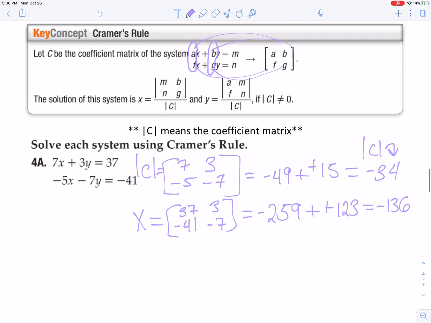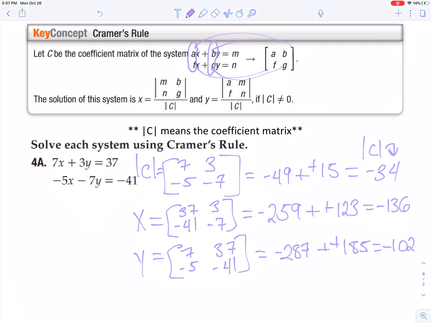So if I want to do the y matrix, this time what I'm going to do is replace the y coefficients with that m and n. So check it out. First I start with 7 and -5, but now I'm going to put 37 and -41. Find the determinant of that. So 7 times -41 is -287 minus 37 times a -5 is a -185. Double negative makes positive. So if I add those together, I get -102.